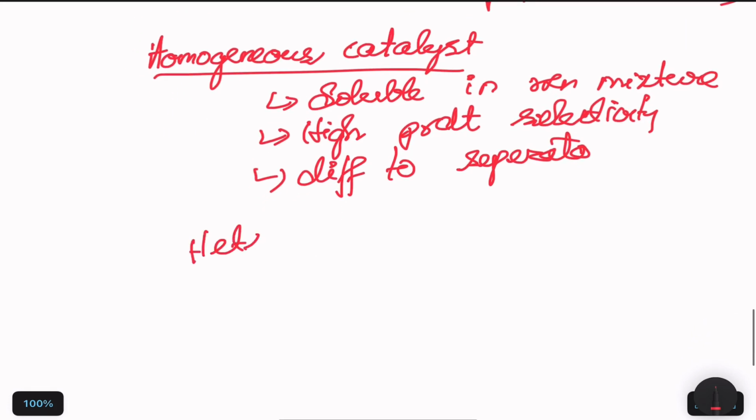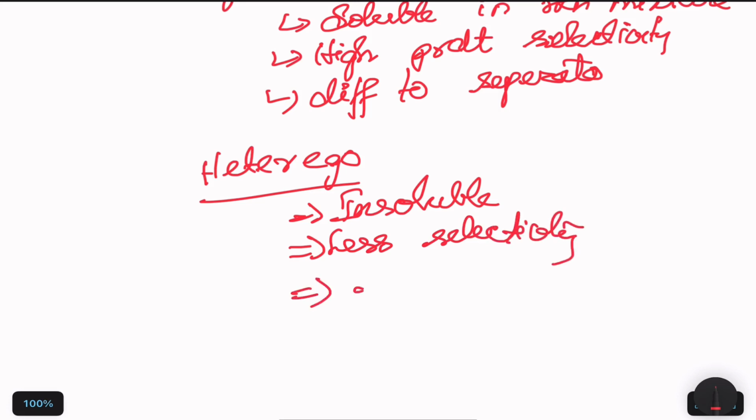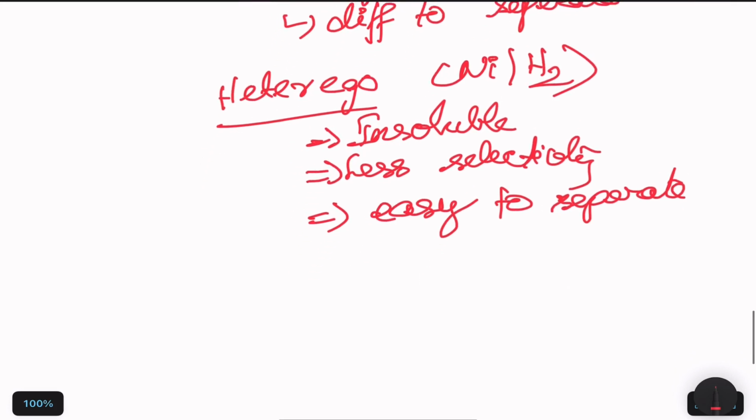In the case of a heterogeneous catalyst, what will happen? It is insoluble in the reaction mixture, and it gives less product selectivity. But the only advantage is that it is easy to separate. Just by filtration we can separate the product from the catalyst. An example we can take is the nickel hydrogen catalyst, the most common one. Most organometallic complexes are homogeneous catalysts.